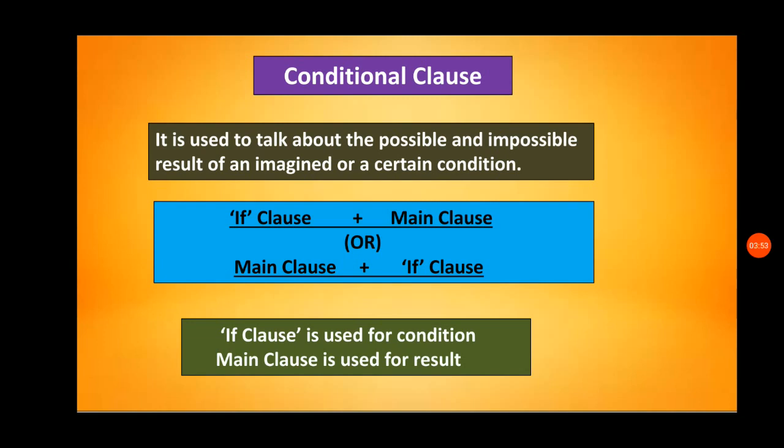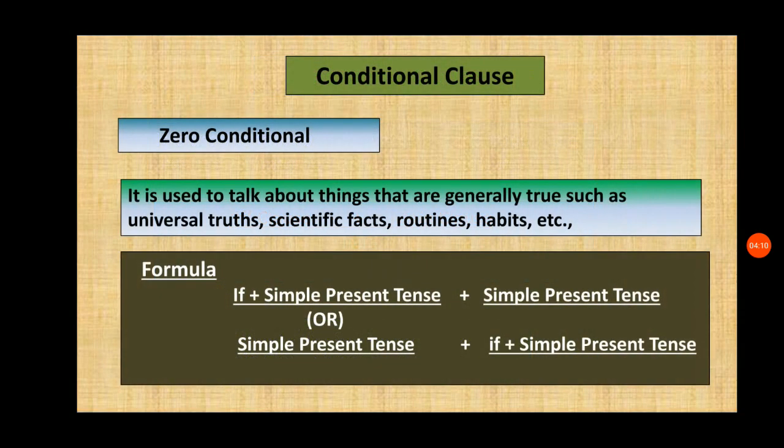If clause is used for condition and main clause is used for result. The conditional clause is divided into four types according to the time of the event. What are they? Zero condition, first condition, second condition, and third condition. Let's go to the zero condition. What is zero condition? It is used to talk about things that are generally true, such as universal truths, scientific facts, routines, habits, etc.